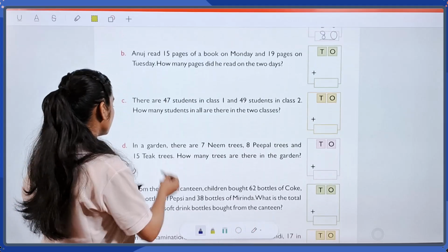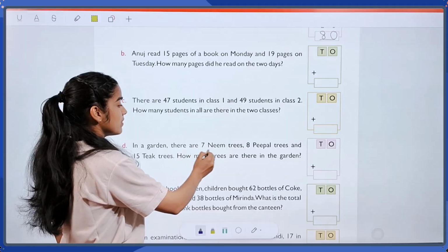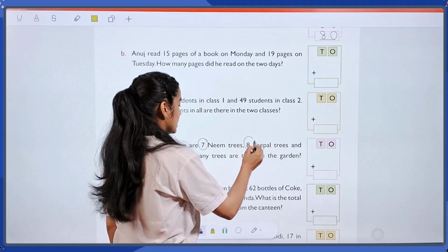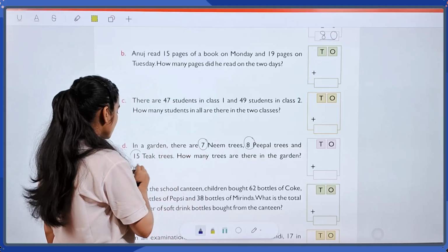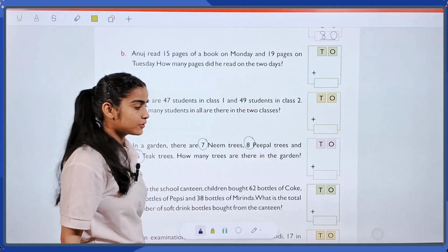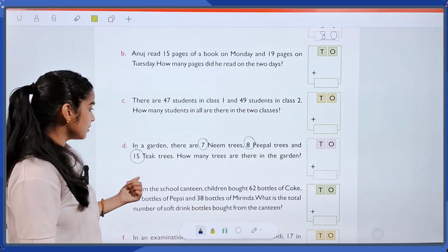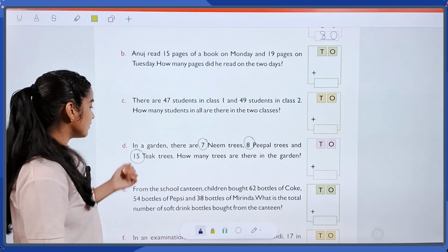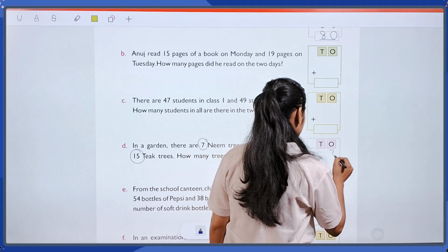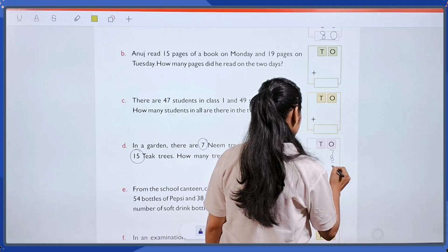Now the next question we have: in a garden there are 7 neem trees. How many? 7. 8 peepal trees, 8. 15 teak trees, 15. How many trees are there in the garden? So what you have to do, you have your three numbers, 7 neem, 8 peepal and 15 teak trees. You have to add these three numbers together. 7 plus 8 plus 15.